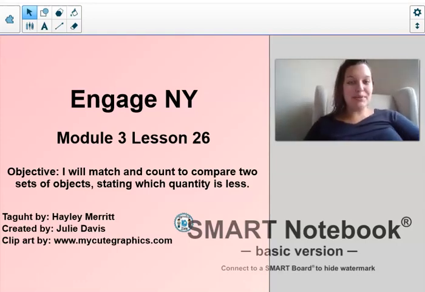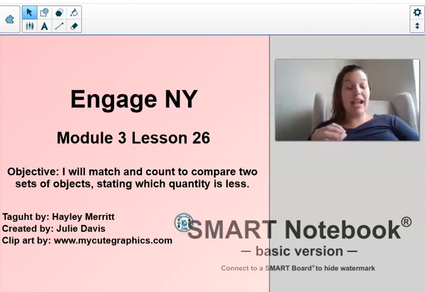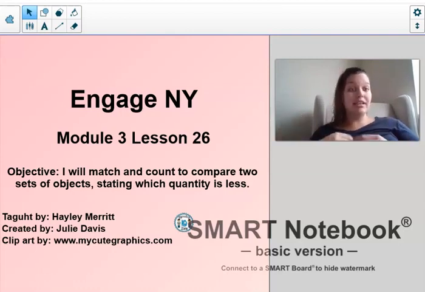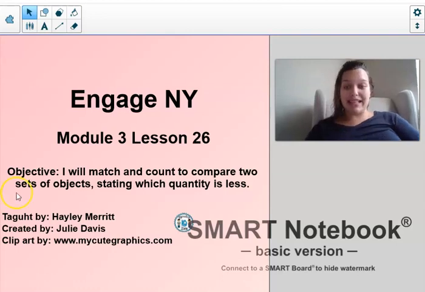Today we're going to do Module 3, Lesson 26. Our objective is I will match and count to compare two sets of objects, and we're going to figure out which one's less today. I've been switching back and forth a lot with the more and less. Today we're going to figure out which one is less.